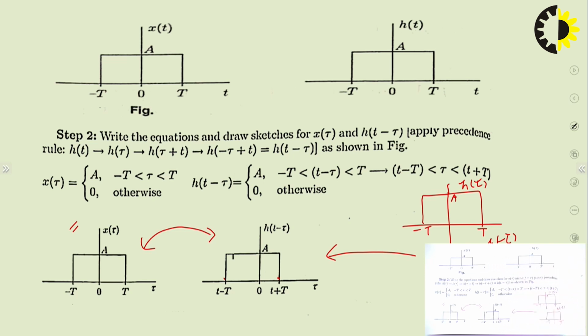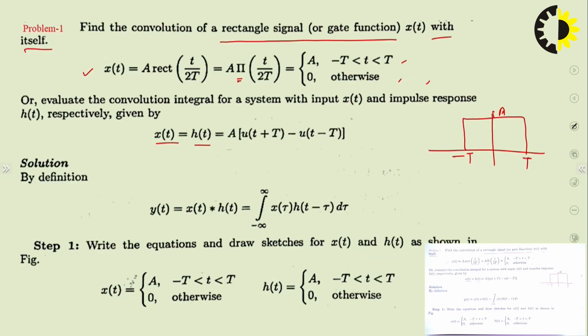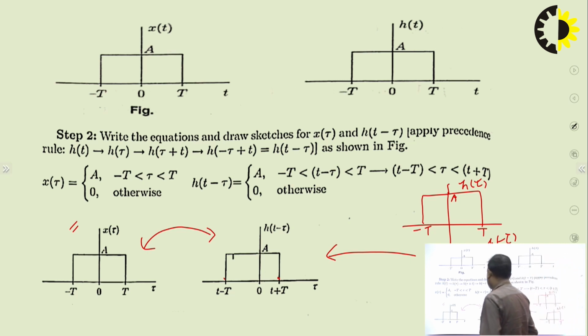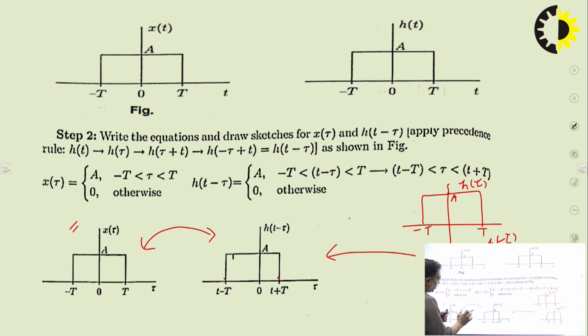For this we have to find out the value of x of tau into h of t minus tau. So this is our x of tau and this is our h of t minus tau. Now we will overlap these two signals. Let us suppose we fix this signal x of tau, and we take the other signal and move it over this signal, and we see the overlapping areas and find out the area of the overlap. That will become the convolution.